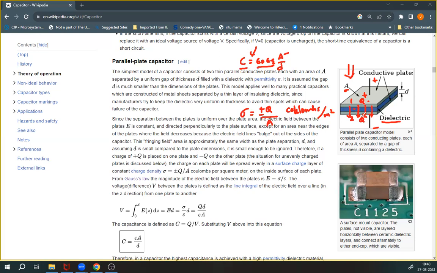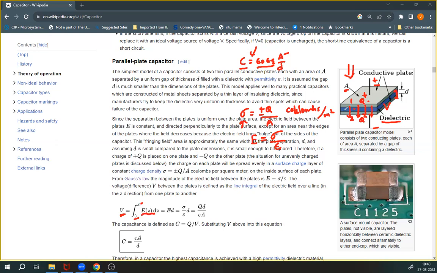Okay, so how to calculate the magnitude of that electric field? It would be calculated as E equal to the surface charge density that we know, divided by epsilon, which is the permittivity of free space. The voltage difference between the two plates, V, which we have applied across the two plates, can now be calculated with this equation. V is the integral of the electric field over the distance between the two plates, from 0 to D.